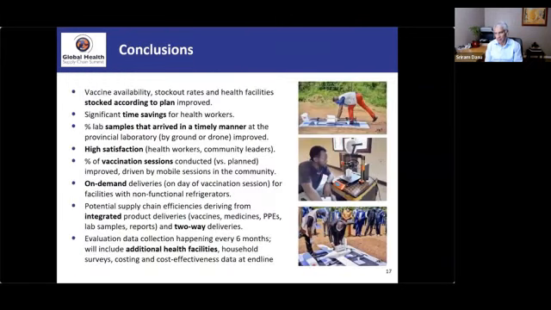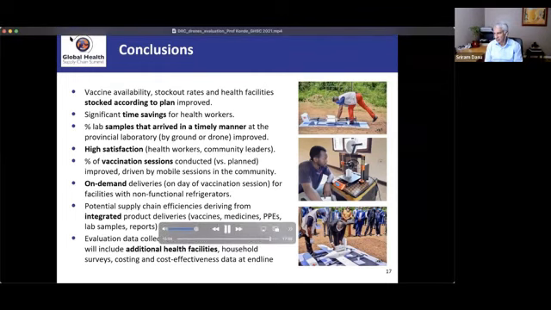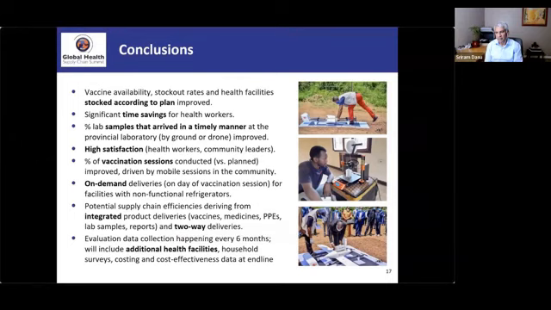Conclusions drawn from Midline evaluation are outlined here. Vaccine availability, stock out rate, and health facility stock according to plan improved. Significant time saving for health workers, percentage of lab sample that arrived in a timely manner at the provincial laboratory improved, high satisfaction for health worker and community leaders, percentage of vaccination session conducted improved, driven by mobile session in communities, on-demand deliveries for facility with non-functional refrigerator.